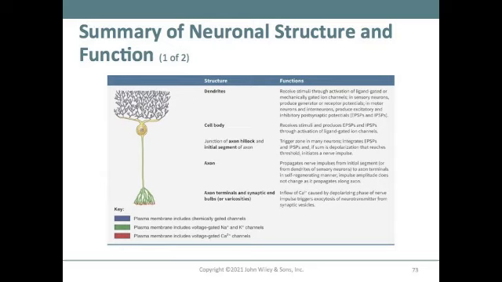Summary of neuronal structure and function. So this is just an overview of what we've been talking about tonight. You can see we've got the dendrites, the cell body, the axon hillock. The axon hillock is this part here that bridges the gap between the cell body and the axon, and then the axon terminals.